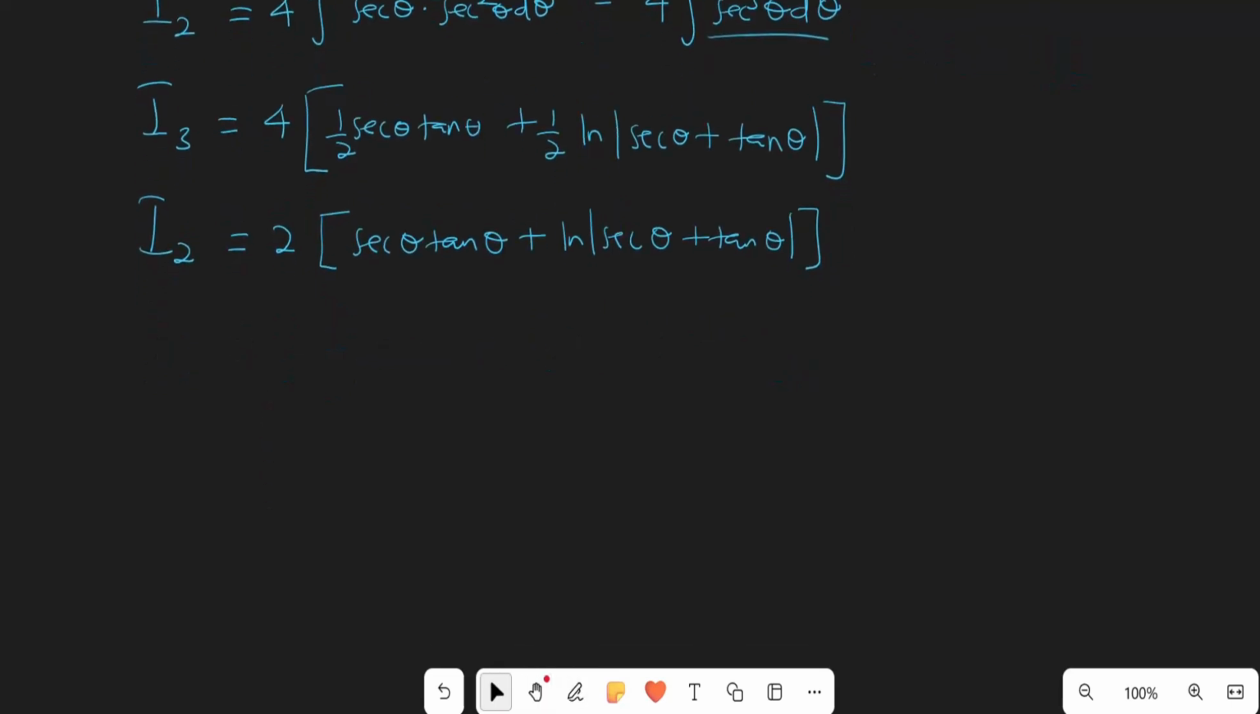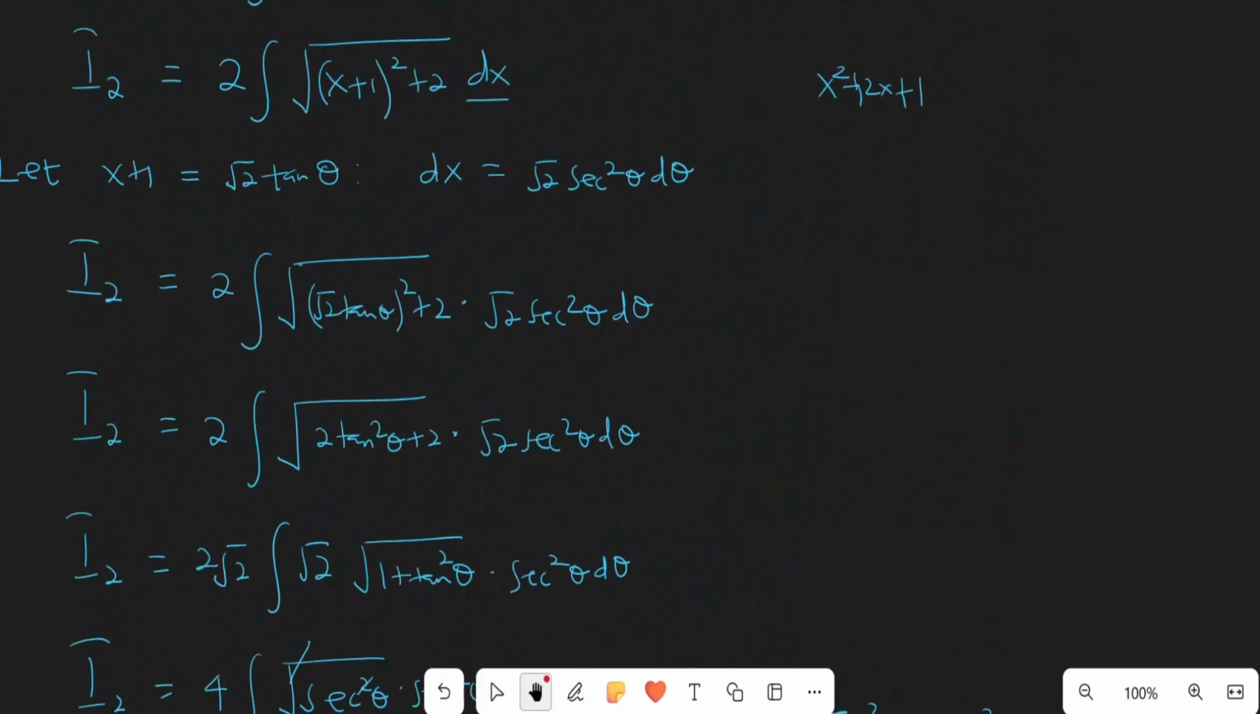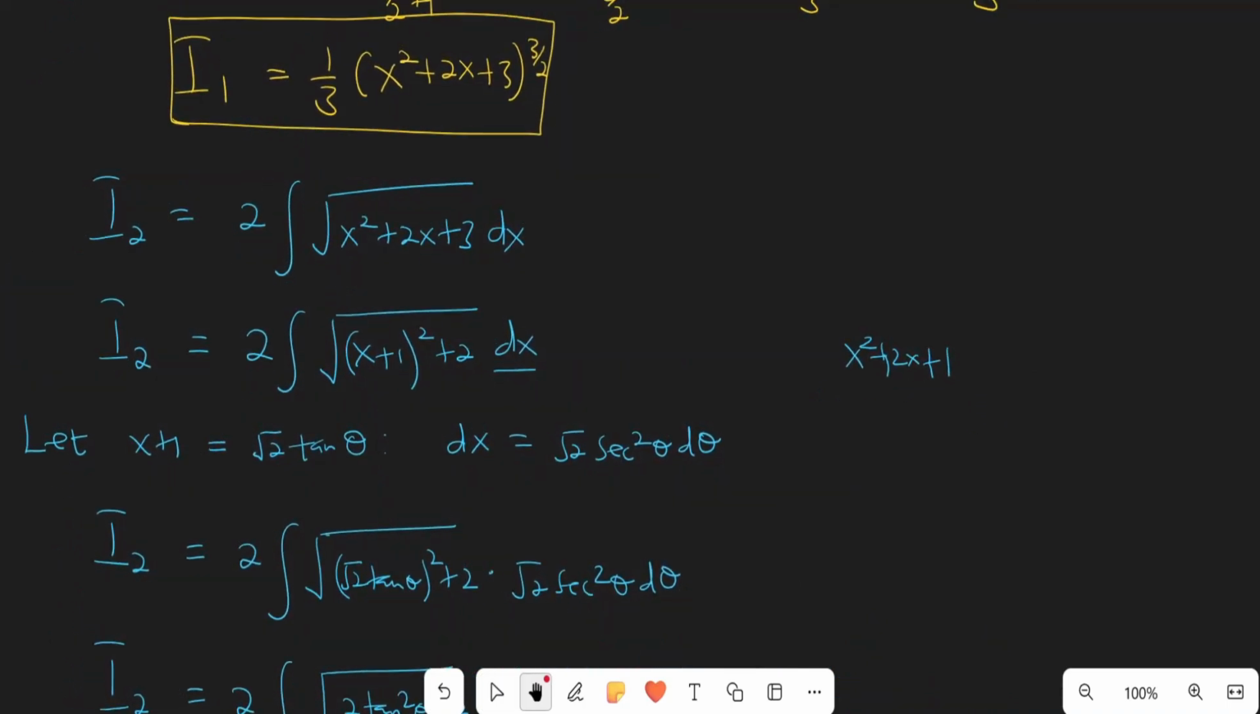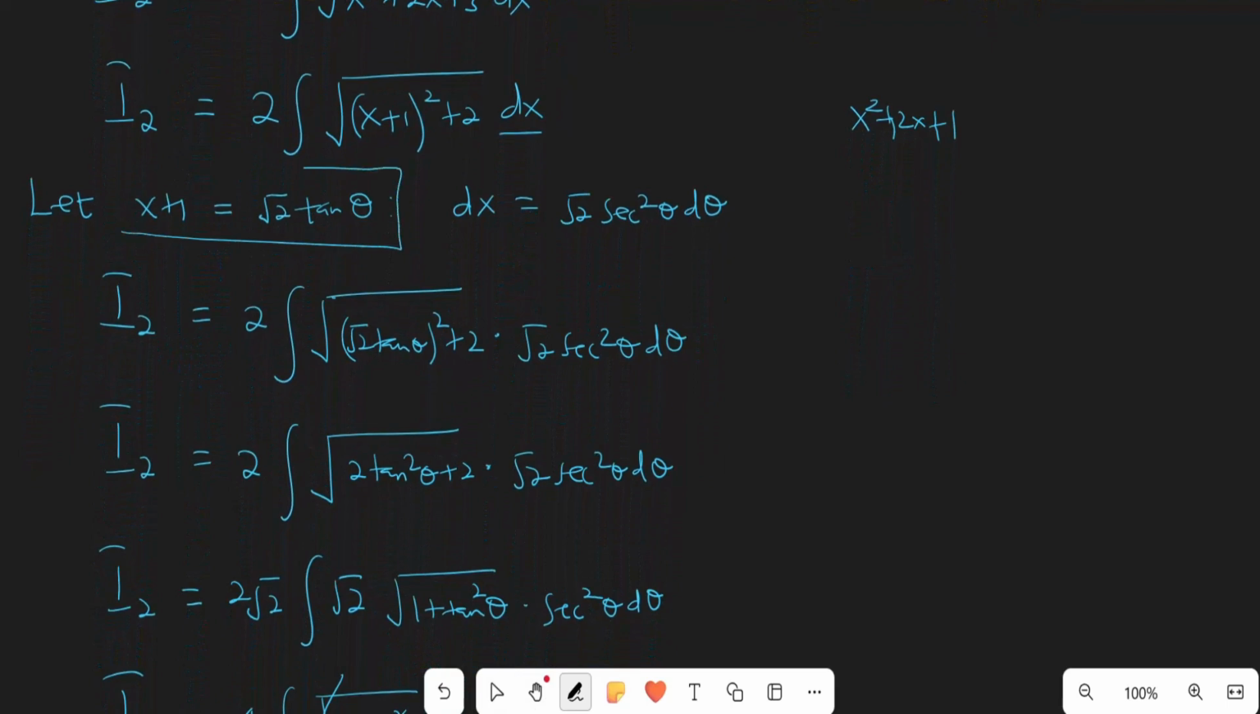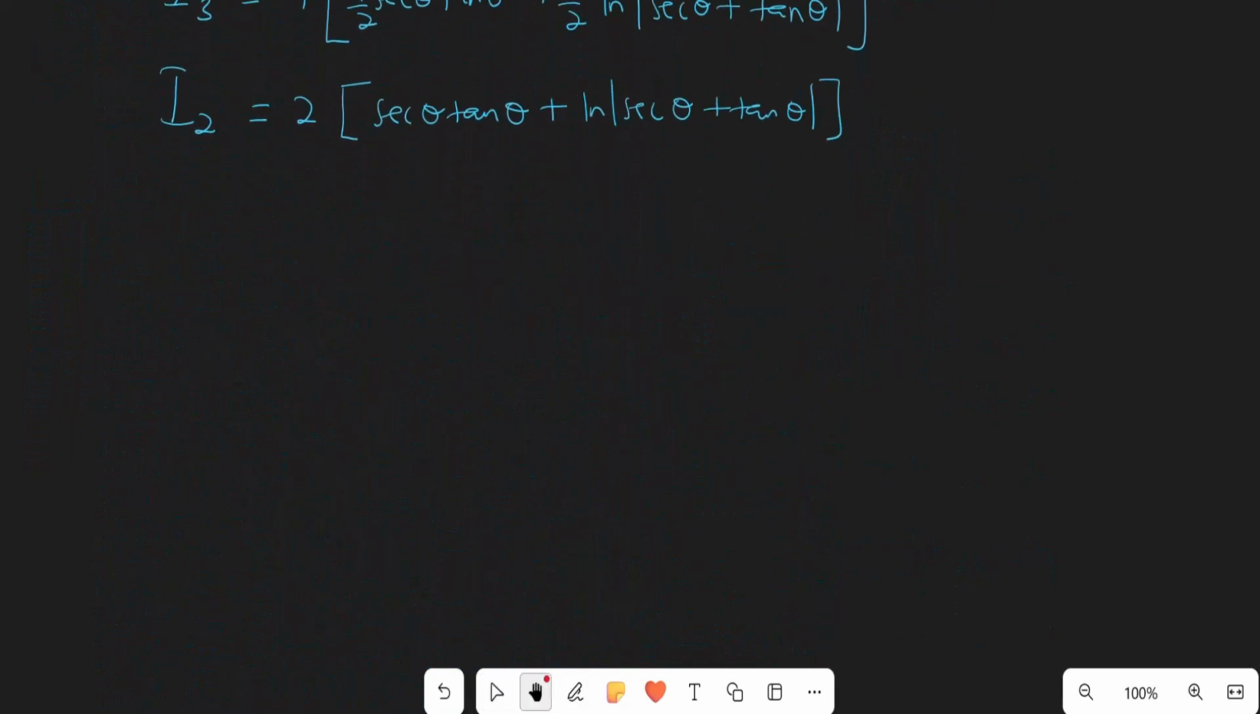Now we have to move back into the x world. We have to go back to our substitution. The substitution will let x plus 1 to be equal to root of 2 tangent of theta.